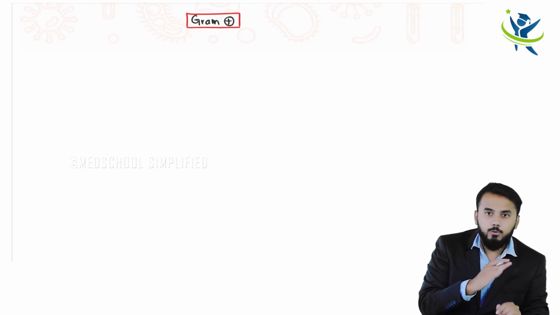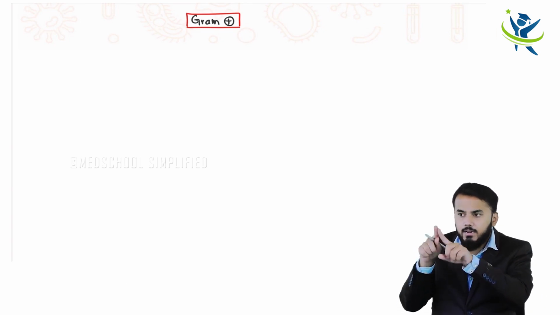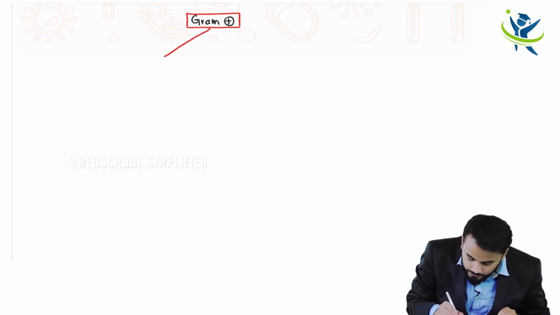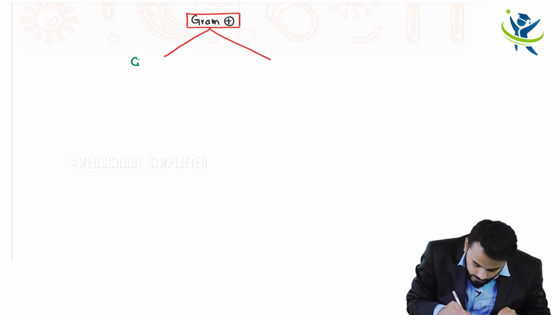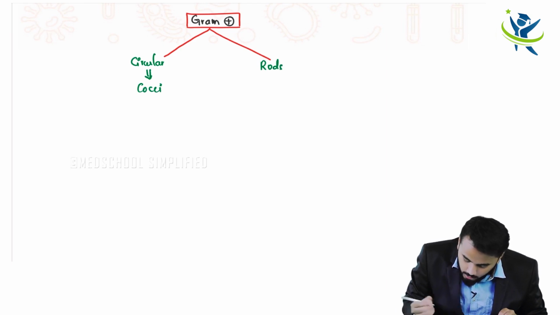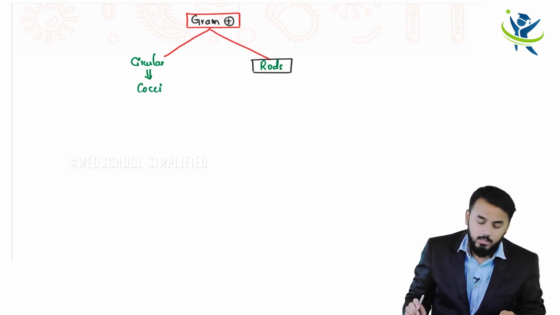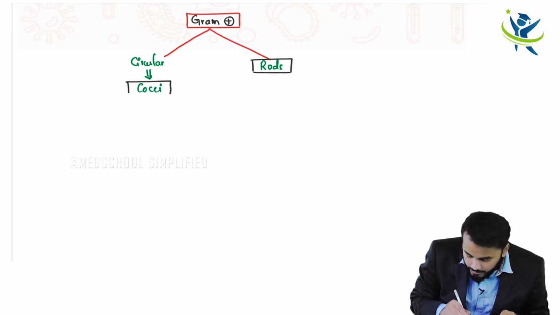In basic classification, what you know is that these are gram positive bacteria. If I divide the gram positive bacteria into two types, there are some which are circular in shape, called cocci, and some which are in the form of a rod, called rods. Let us discuss the rods and the cocci.